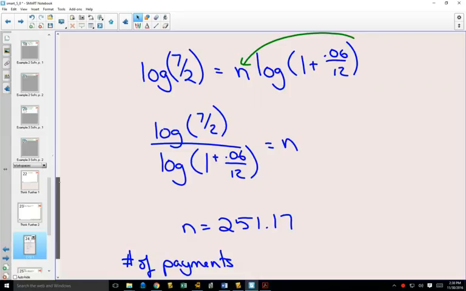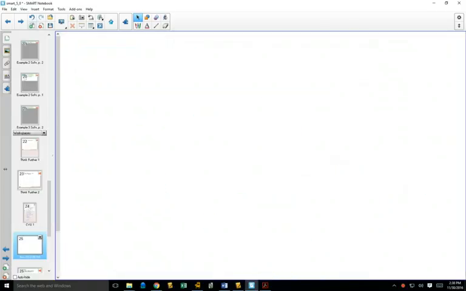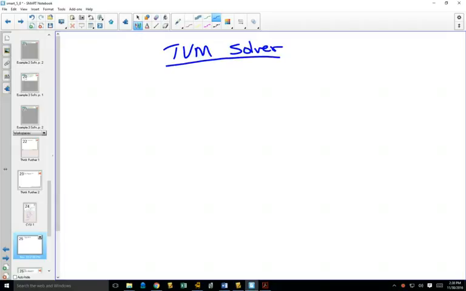Now, at the top of page 431, I want you to write TVM solver, and we're going to learn how to use an app built into your graphing calculator that can solve this question quickly and easily and allow you to do all sorts of very cool mathematics very quickly. And of all the things that your graphing calculator can do, I would venture to say, for me, this has been the most useful thing that I've used in my day-to-day life outside of school.